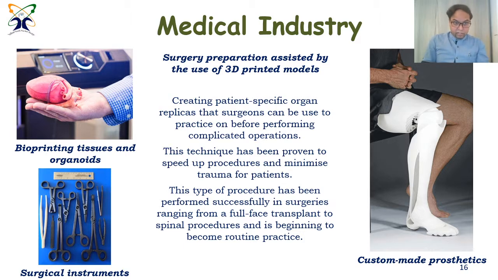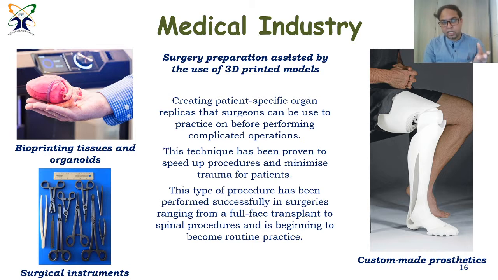On your left, you can bioprint tissues and organoids these days. In the middle, I would say, is creating patient-specific organ replicas. Surgeons use these to practice before performing any complicated operation. For example, a heart surgery or a valve surgery in your heart, and sometimes it is very much connected to your brain or something like this. Then it's very, very complex to treat.